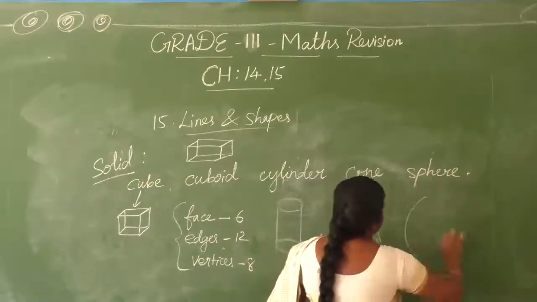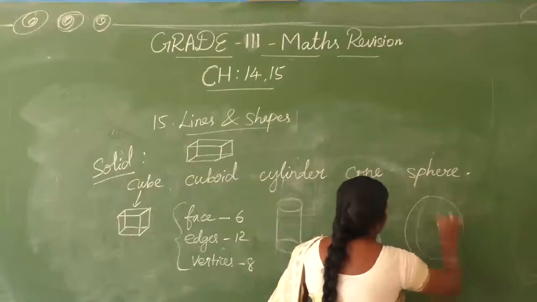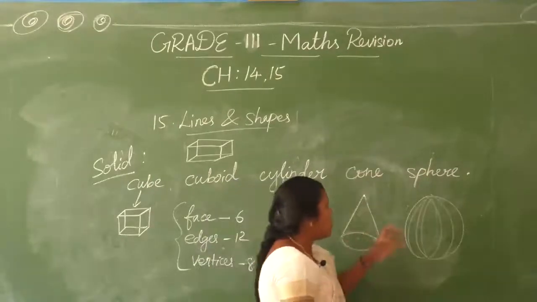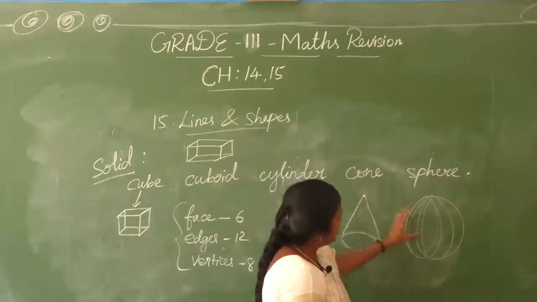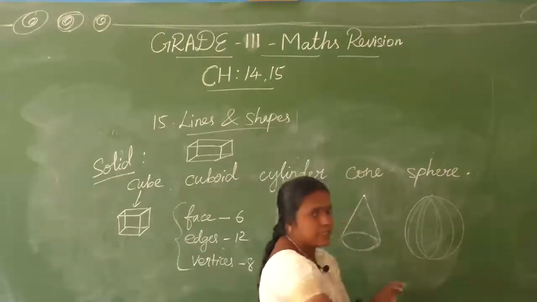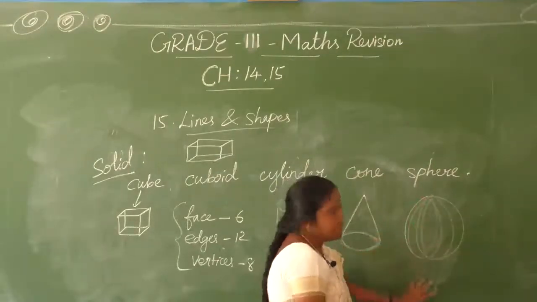Sphere, like an orange. Okay, sphere: a ball, these are all examples for a sphere. You know well, here there are no flat surfaces, only a curved surface, no edges and vertices. Understood?